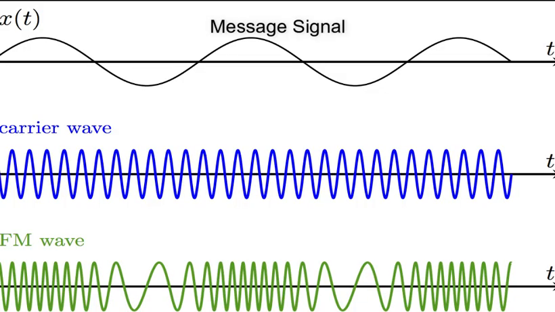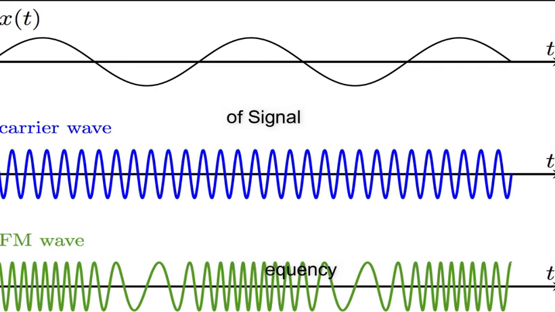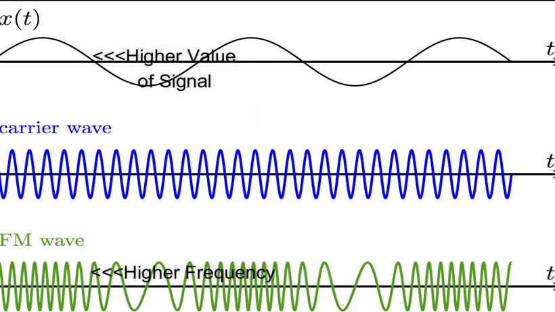But let's make it simple. If the amplitude of the message signal has a lower value, then the modulated signal will also have a lower frequency. Whereas if the amplitude of the message signal has a higher value, then the modulated signal will have a higher frequency.